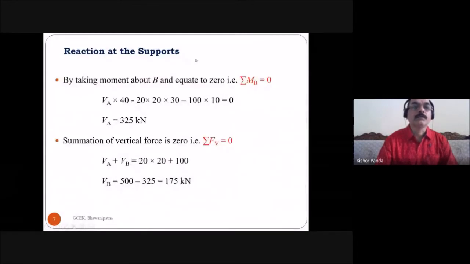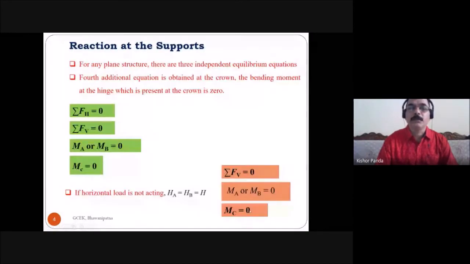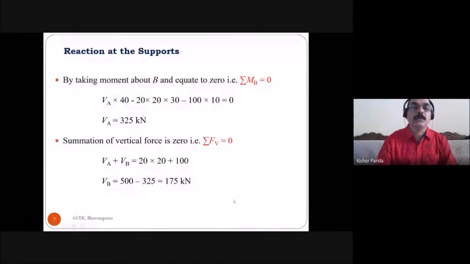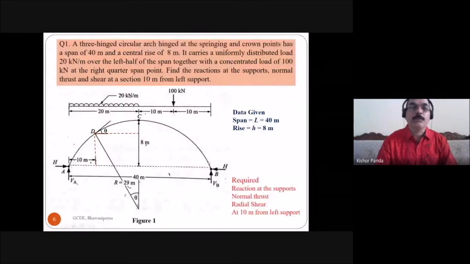Reaction of the supports: you know how to find out the reactions. Here there is no horizontal loading, so the horizontal reaction at A and at B is equal to H. You need three equations: the summation of vertical force is equal to 0, summation of MA or MB is equal to 0, and MC is equal to 0. Using these three equations, you can find the reactions at the supports. By taking moment about B and equating to 0, that is summation of MB is equal to 0, you take the moment about this point.